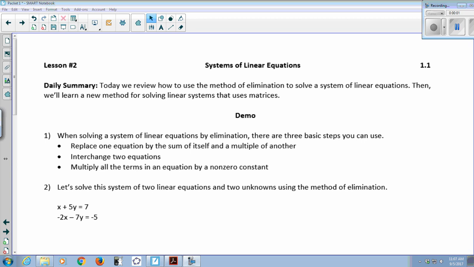So today we're going to review an algebraic technique that you learned in a previous algebra class, using the method of elimination to solve a system of linear equations. And then we're going to learn a new method for solving those kinds of systems that uses matrices.